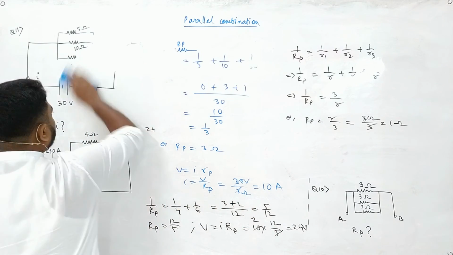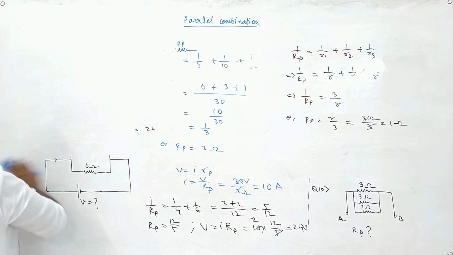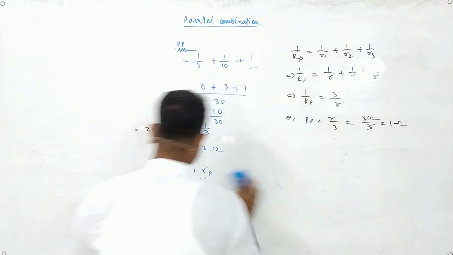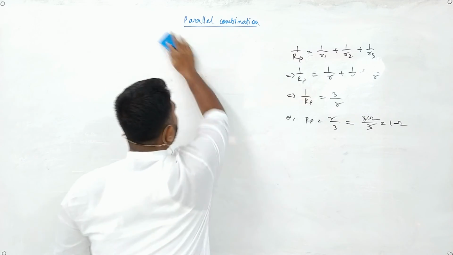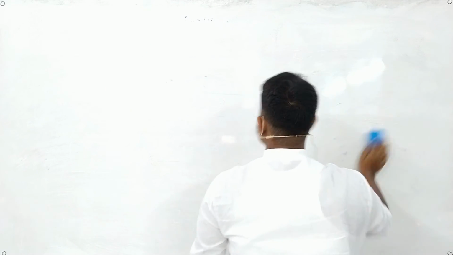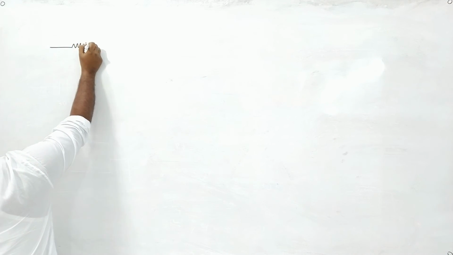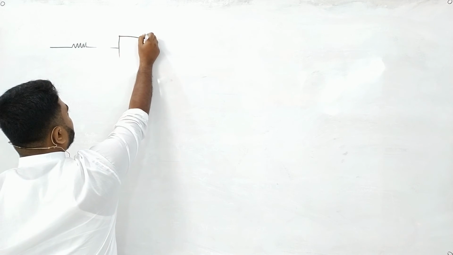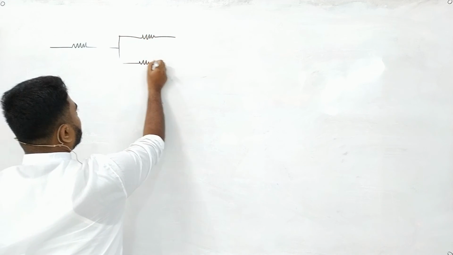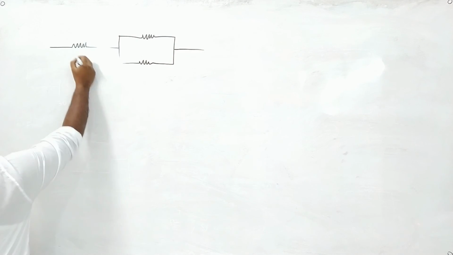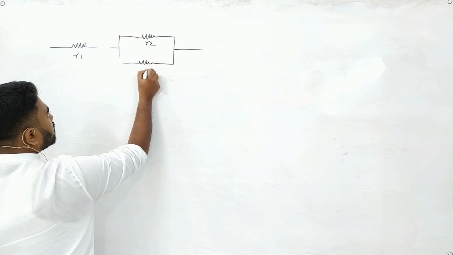Okay, now we will be doing a combination of both of the types. It is very important. Combination of both parallel and series connection. I'll be showing you an example and I'll give you one to do. Now suppose I have a combination like this. Suppose this is resistance R1, this is R2, this is R3.